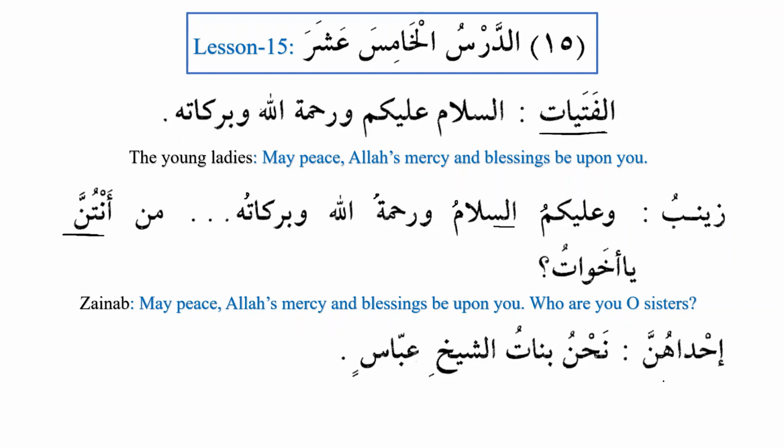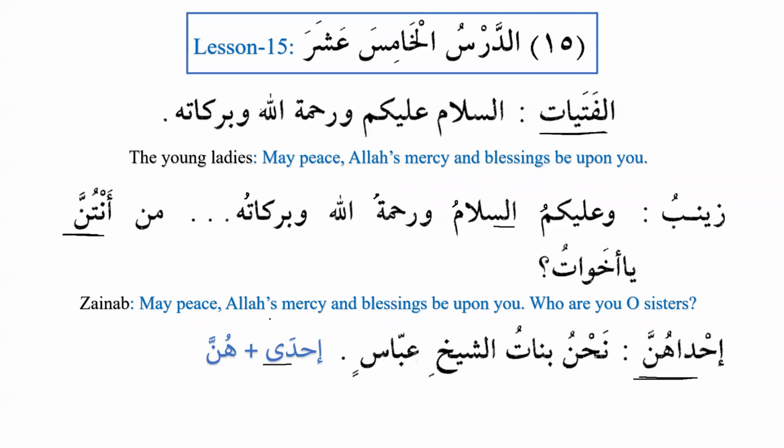Ihdahunna, one of them. In the previous lesson, we have learned ahaduhum, and here we have ihdahunna. So basically, it is ihda. It ends with alif maqsura, the short alif, and then we have the attached pronoun hunna.